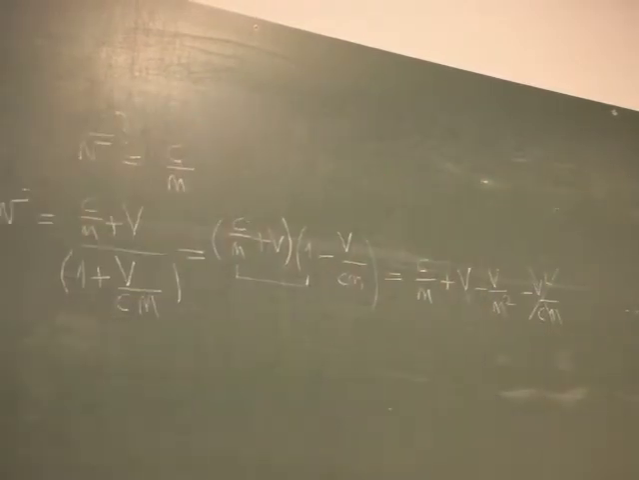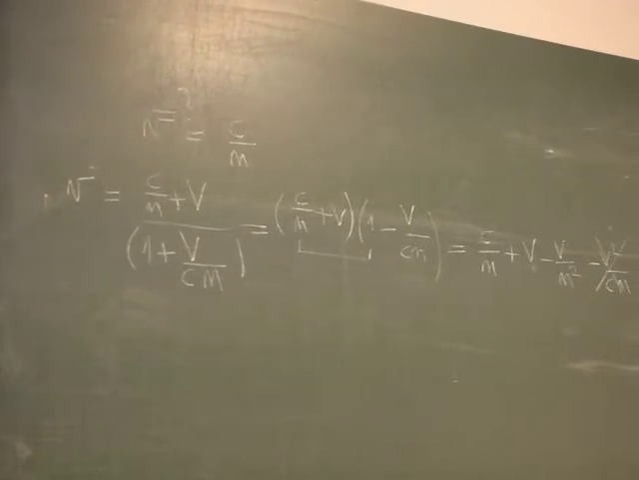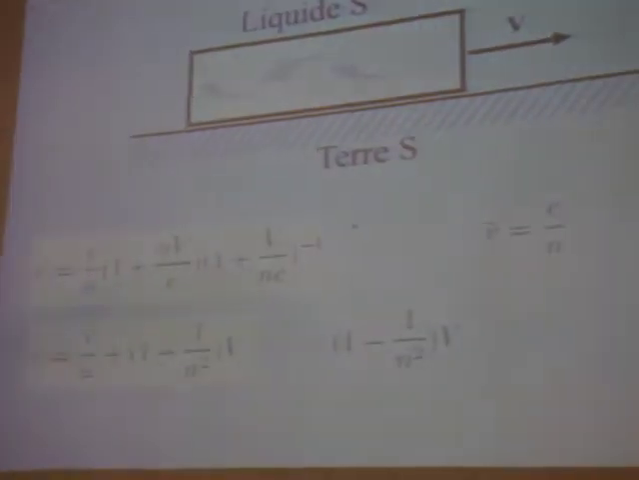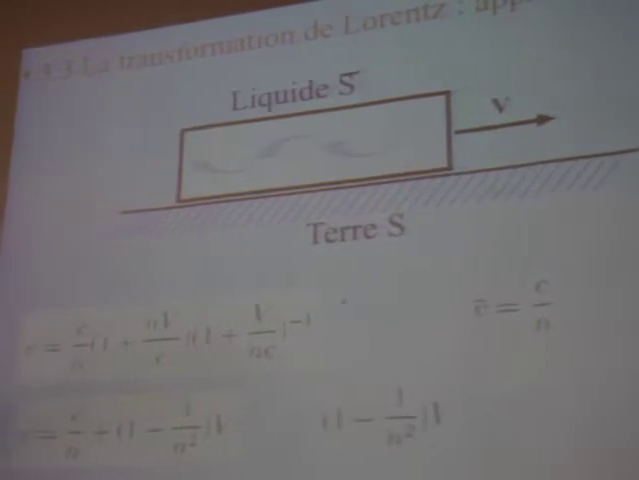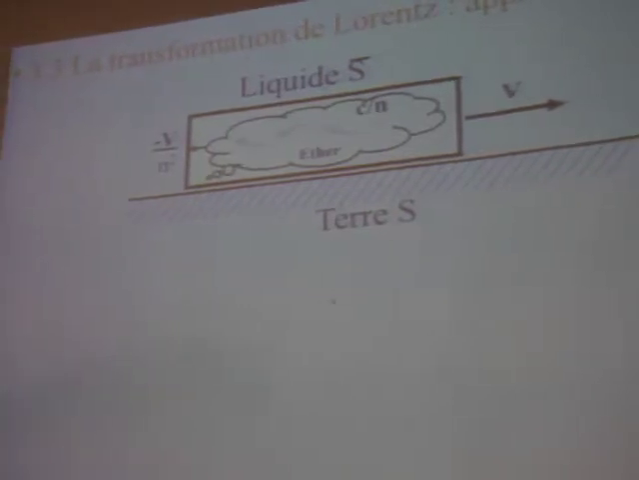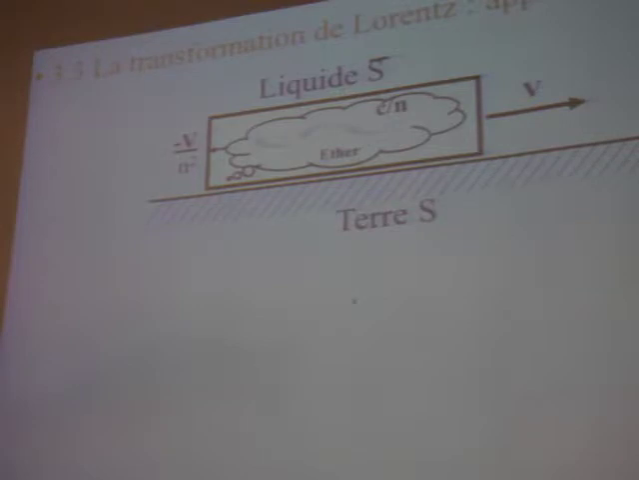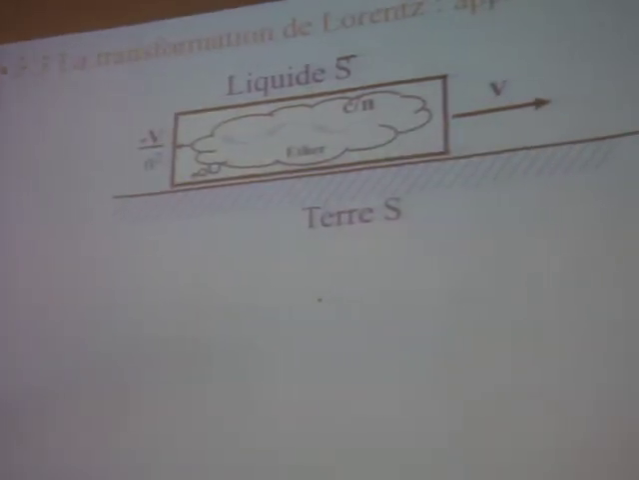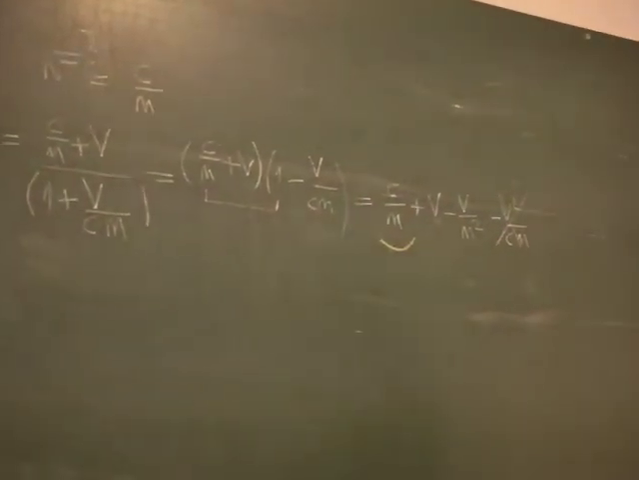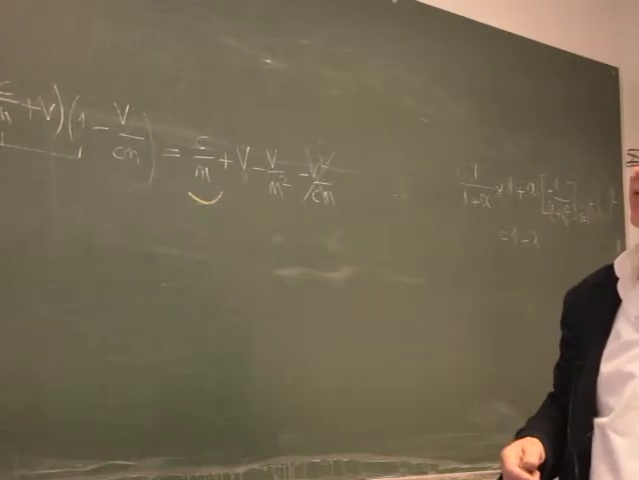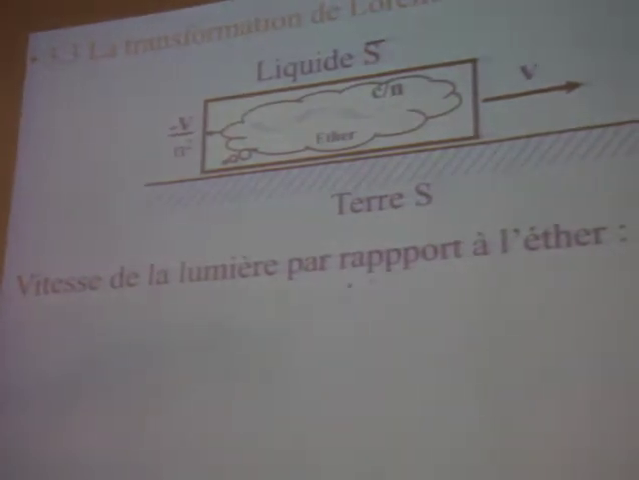Okay, now if you compare to what Fizeau did. Okay, so here I show what we obtained. So the explanation of Fizeau was the following. He said, well, it is as if the light is propagating with a velocity c over n with respect to the ether. So he was using the ether as a medium for propagating light. So the velocity of light with respect to the ether, he said, was c over n.